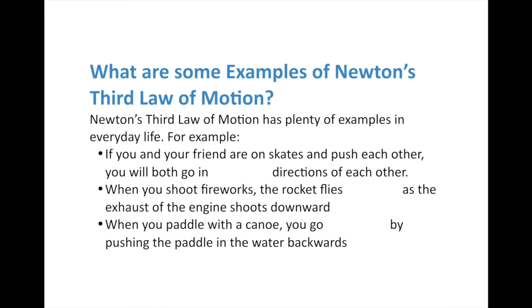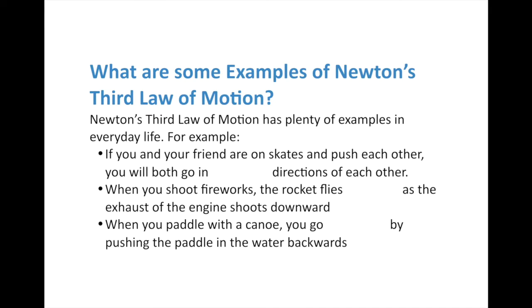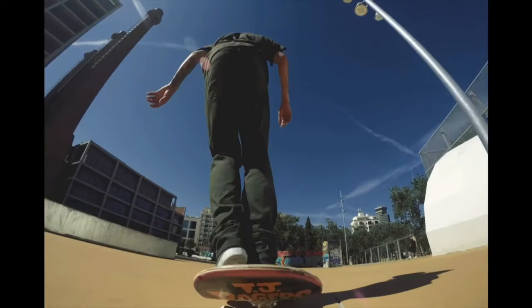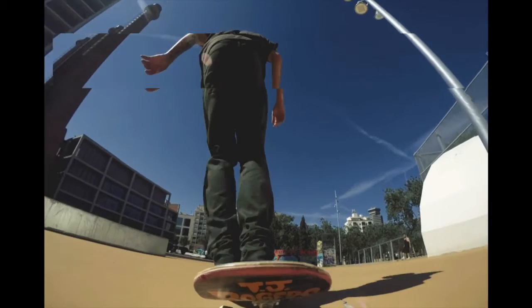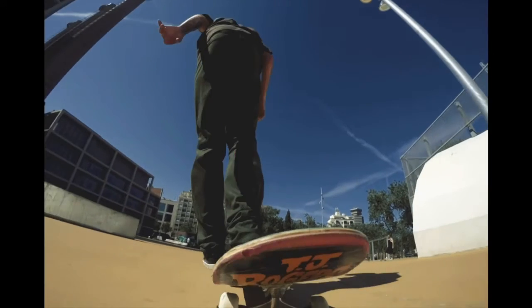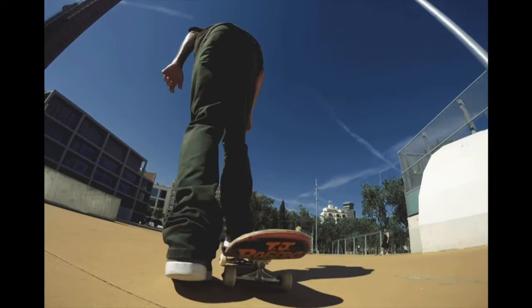Okay, so let's look at some examples of Newton's third law of motion. There's plenty of examples in everyday life where we see action and reaction pairs. First off, you and your friend are on your skates and you push each other. You will both go in different directions, the opposite direction of each other, rather. If you're both on skates and you both push on each other, you actually go further away from each other. And if we look at this example of a skateboarder, the skateboarder pushes their feet on the ground away from them, but the skateboard and the rider itself goes in the opposite direction.